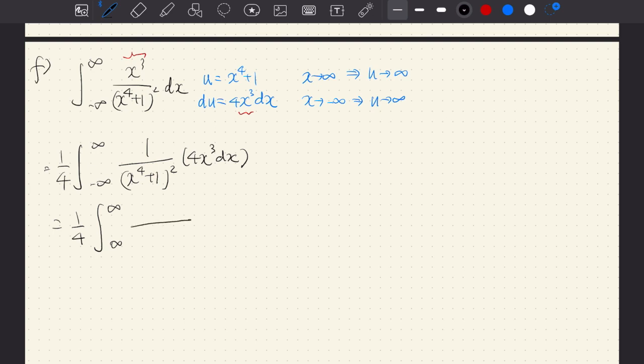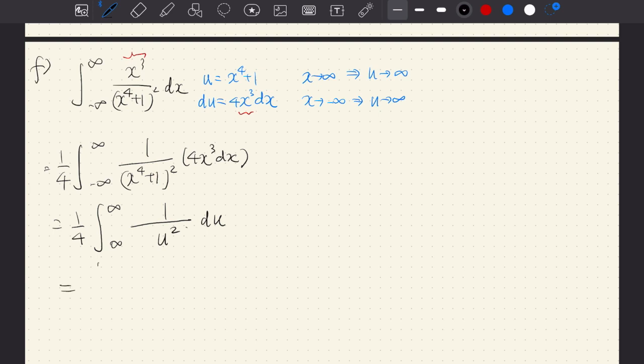But to be rigorous and careful, we do not say that because they are both infinity, this should be equal to 0. We have to make sure that the antiderivative, when taking the limit to infinity, exists. We will see why this is okay. So this is du. Sorry, this is not u plus 1, because we let u equal x to the fourth plus 1. So this is u squared.